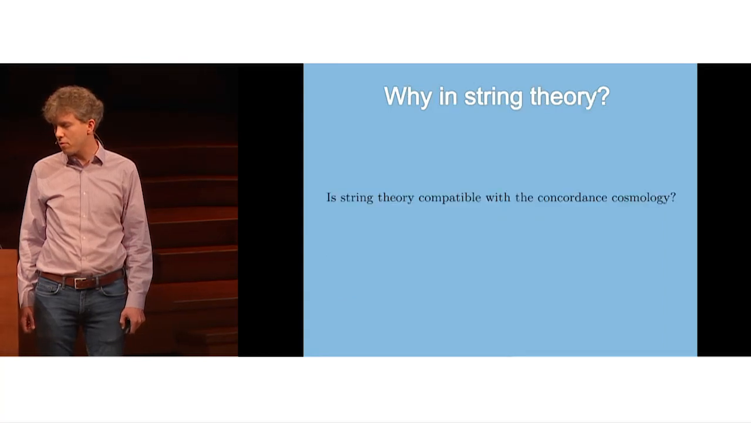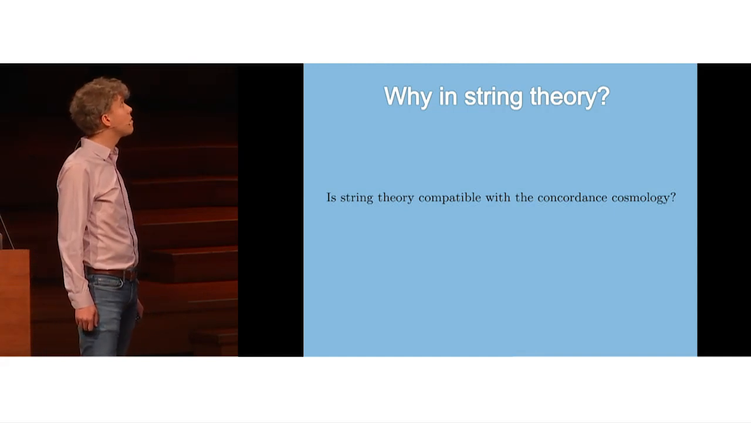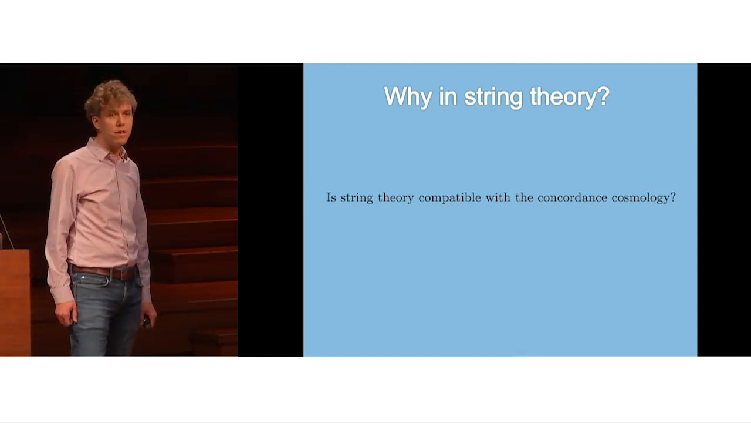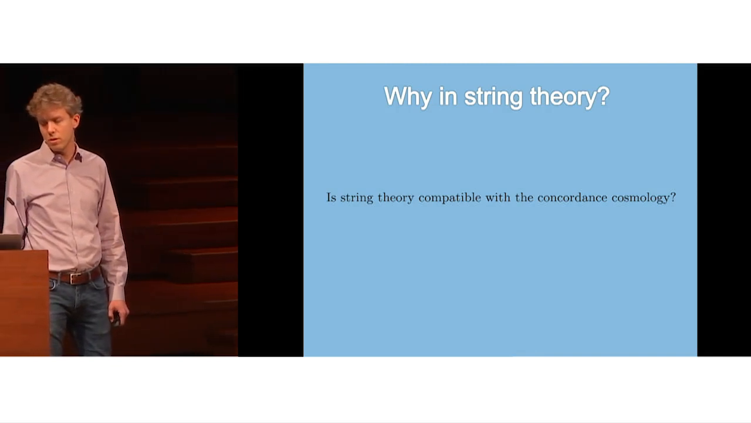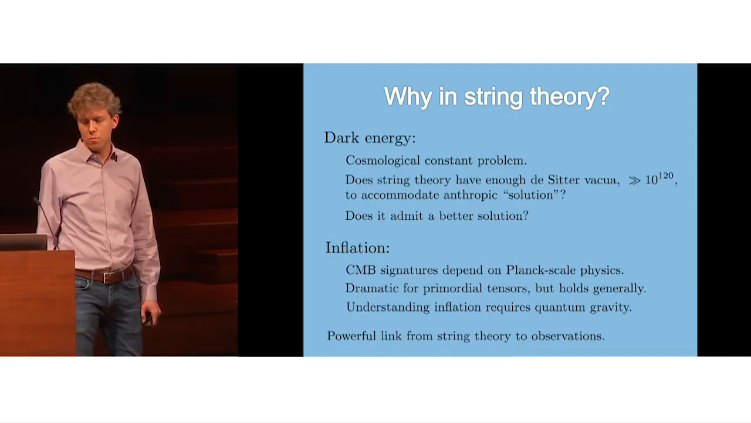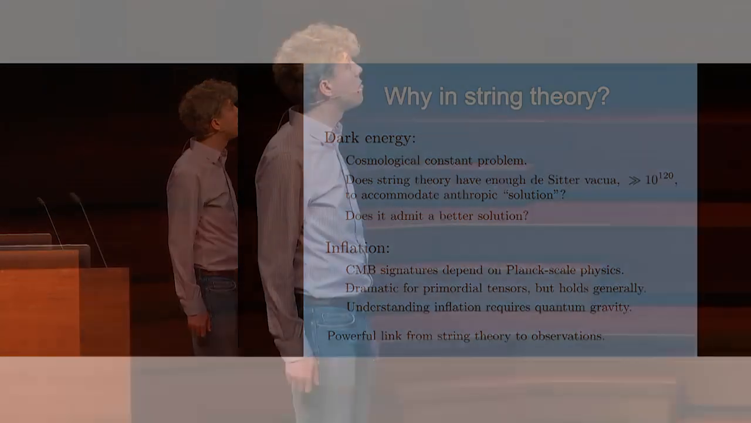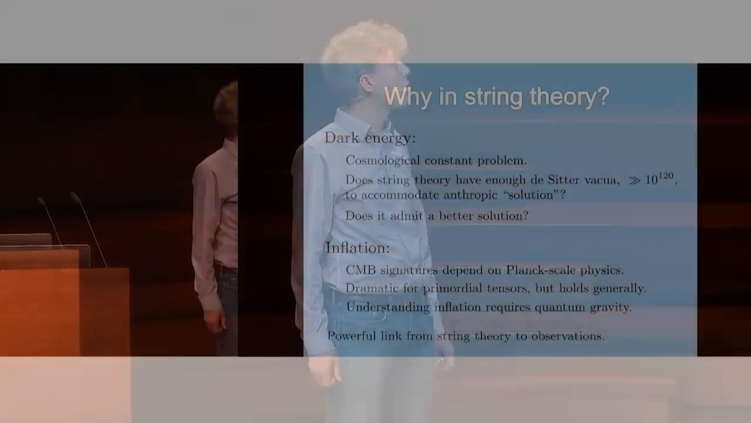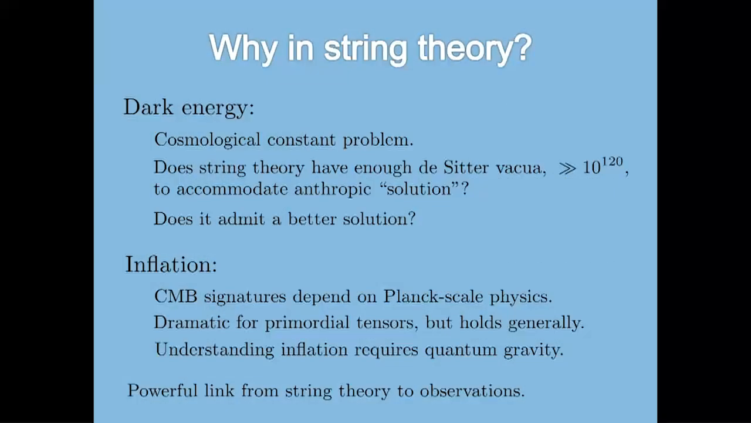With that background, we ought to try and understand de Sitter space in string theory, at least in order to understand whether string theory is in fact compatible with the concordance cosmology. We could get more ambitious. With regard to dark energy, we could try to understand whether string theory has enough de Sitter vacua to accommodate the anthropic solution to the cosmological constant problem. And also we could ask whether it produces a better solution.